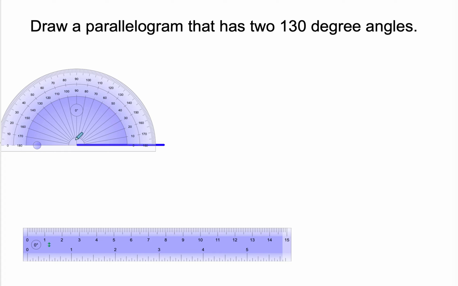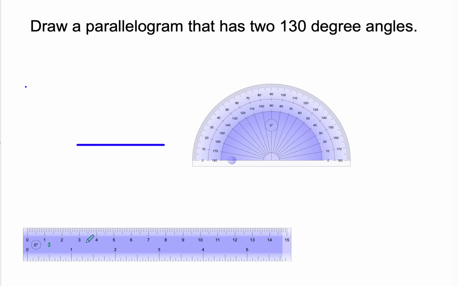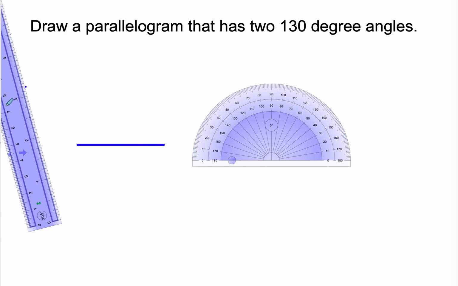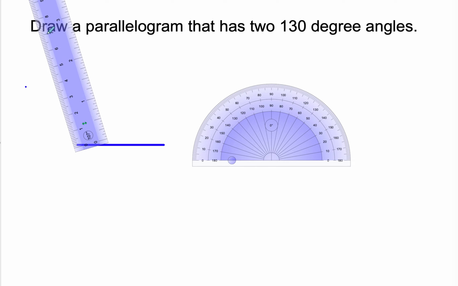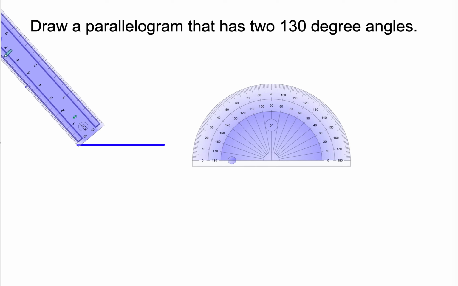Okay, so here's my line, 130 on the bottom. I'm using the bottom because 0 here is touching the bottom. Okay, so 130 is going to go on the bottom. I'm going to make my mark. For a parallelogram, it doesn't matter how long your sides are, but you do still need to pay attention to how long you're drawing them because both of them have to be the same amount. All right, so let's see. I'm going to do 4 centimeters.